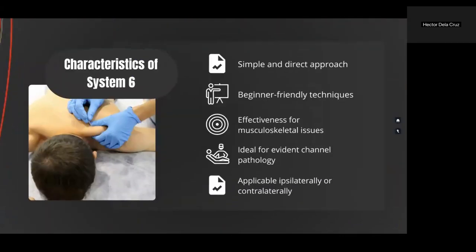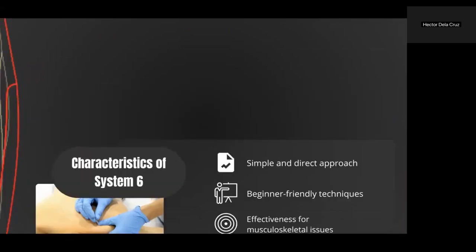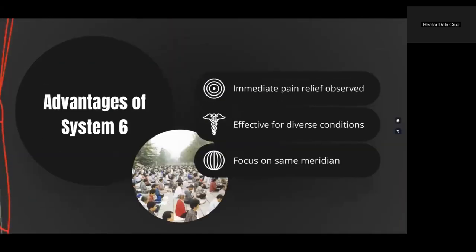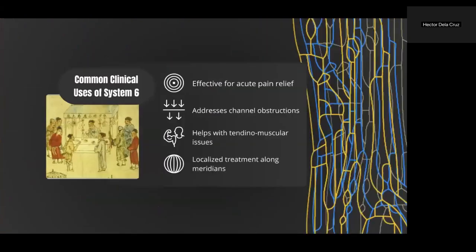Characteristics of System 6: simple and direct approach, beginner-friendly techniques, effectiveness for musculoskeletal issues, ideal for evident channel pathology, applicable ipsilaterally or contralaterally. Advantages of System 6: immediate pain relief is observed, effective for diverse conditions, focus on same meridian.